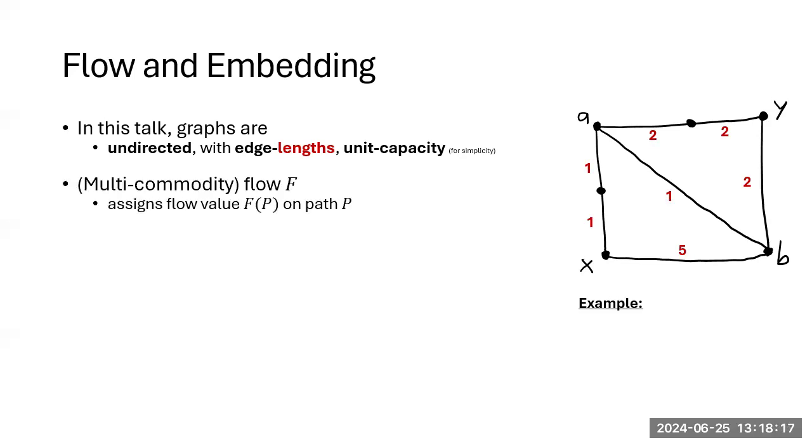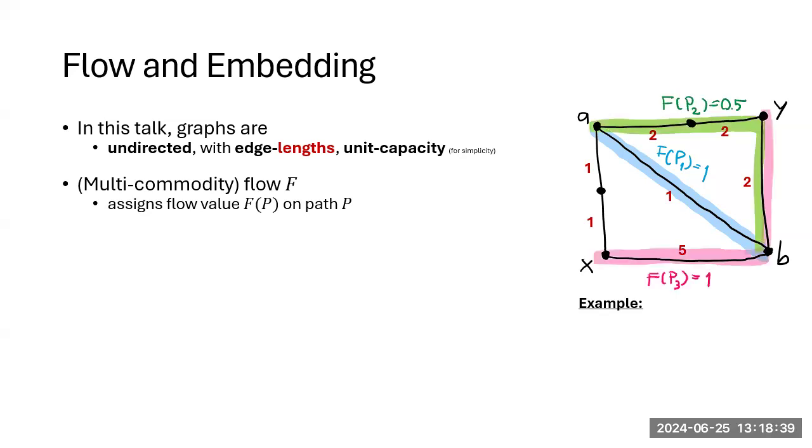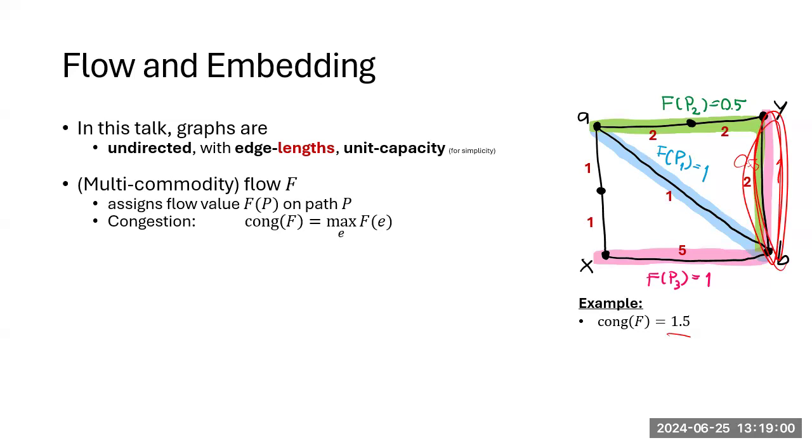When we talk about multi-commodity flow, concretely, this is just a function that assigns values onto paths. Like here, you assign value 1 to this path, value 0.5 to another path, value 1 to another path here. And the congestion of the flow is the maximum flow value on any edge. So for example, in this flow, the congestion is 1.5 because on this edge you have 0.5 and 1 here.